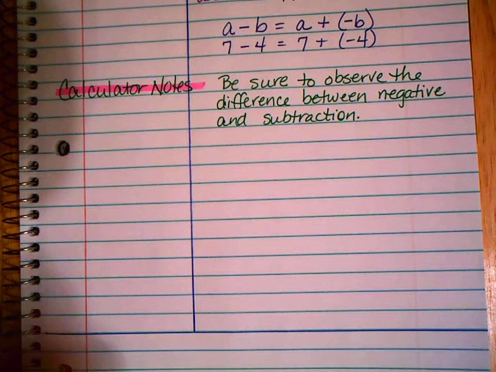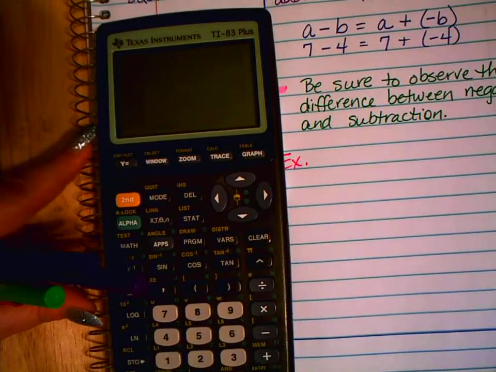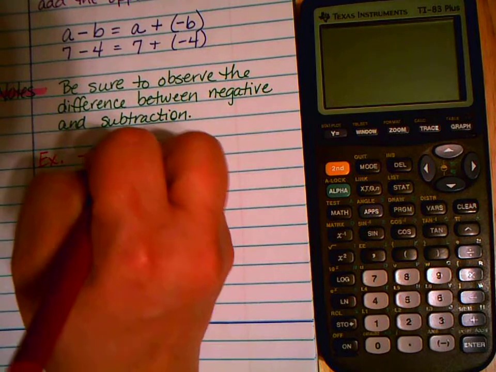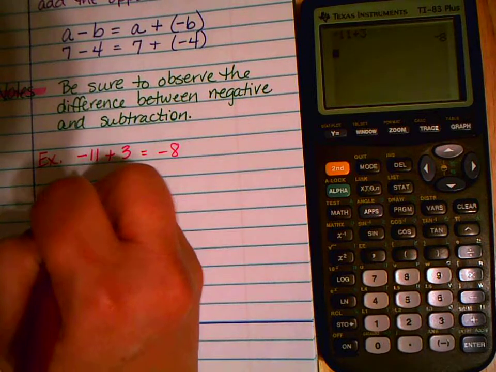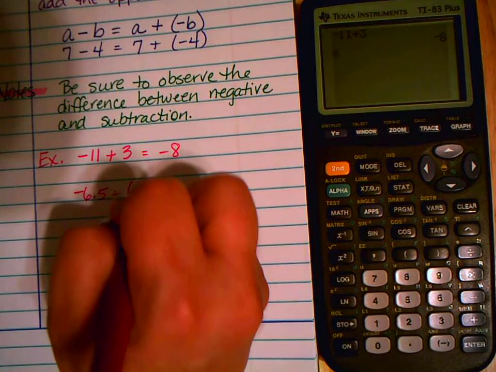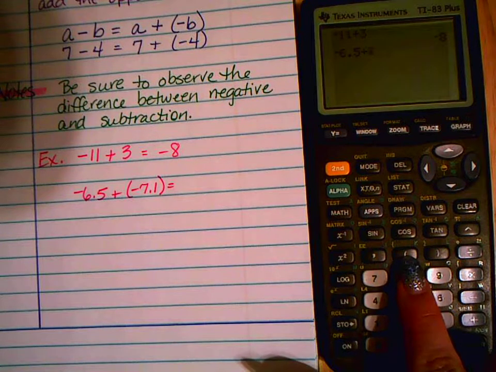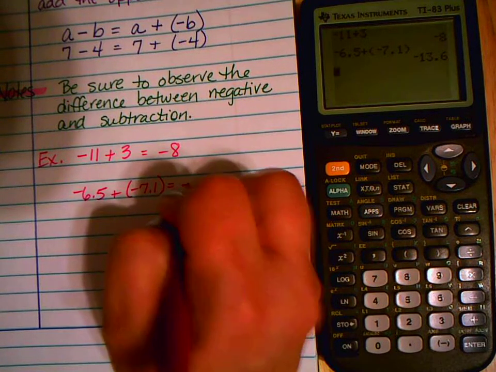So let's do some examples. And I'm going to use the calculator. So this is going to be the better way to do this. Okay, so if we have negative 11 plus 3, turn my calculator back on, negative, notice I used this one right here, 11 plus 3, and I'm going to enter, and that gives me a negative 8. I could do negative 6.5 plus, and I could use my parentheses here, negative 7.1. I don't have to use the parentheses, but I did. And I get negative 13.6.